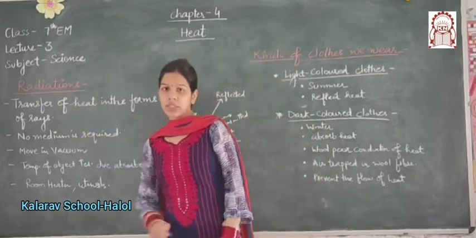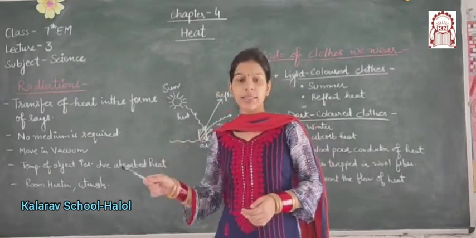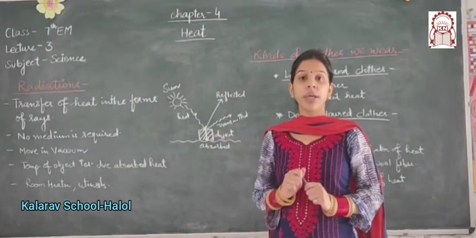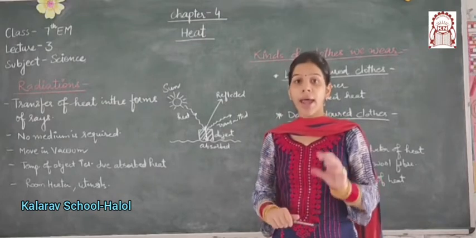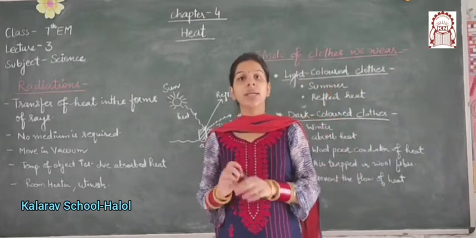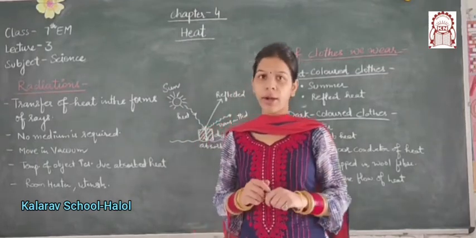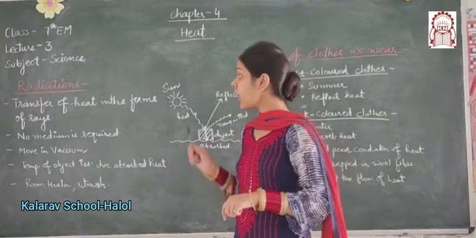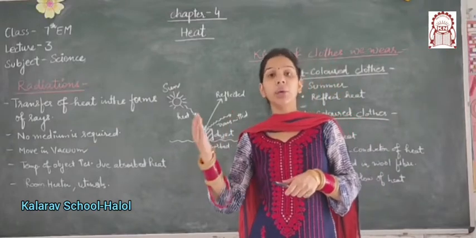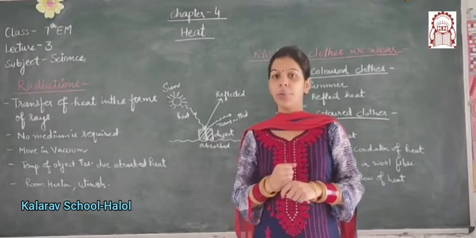So, what is radiation? Radiation is the transfer of heat in the form of rays, which requires no medium for transfer. So the point to note here is that in radiation there is no need of a medium. The transfer of heat in the form of rays where no medium is required is called radiation, as these waves or rays are able to move in vacuum. What is vacuum? Where no air is present. So this is called vacuum.